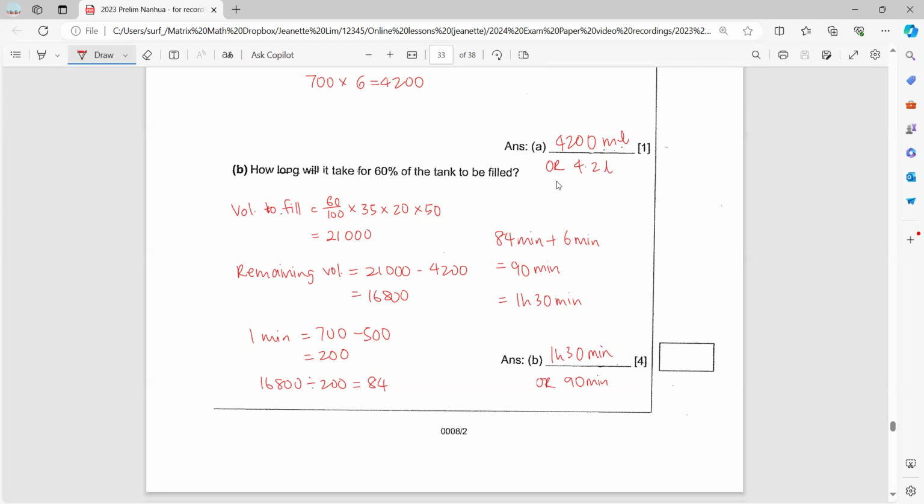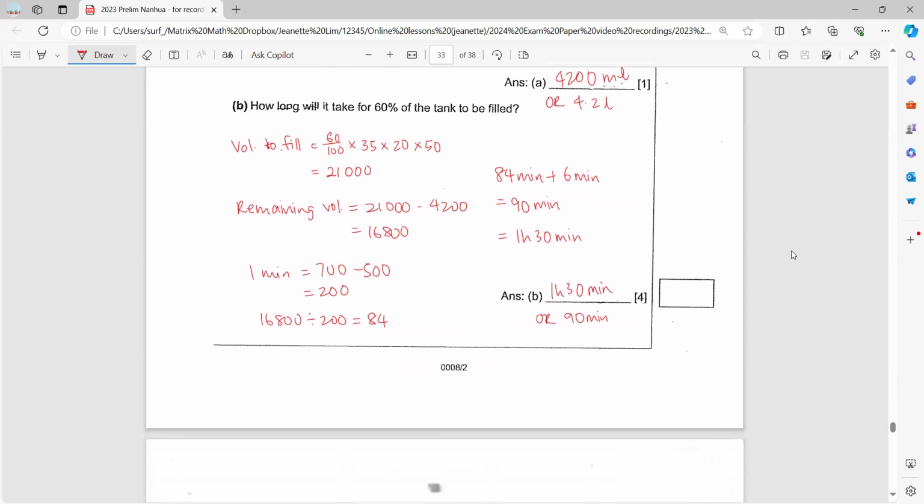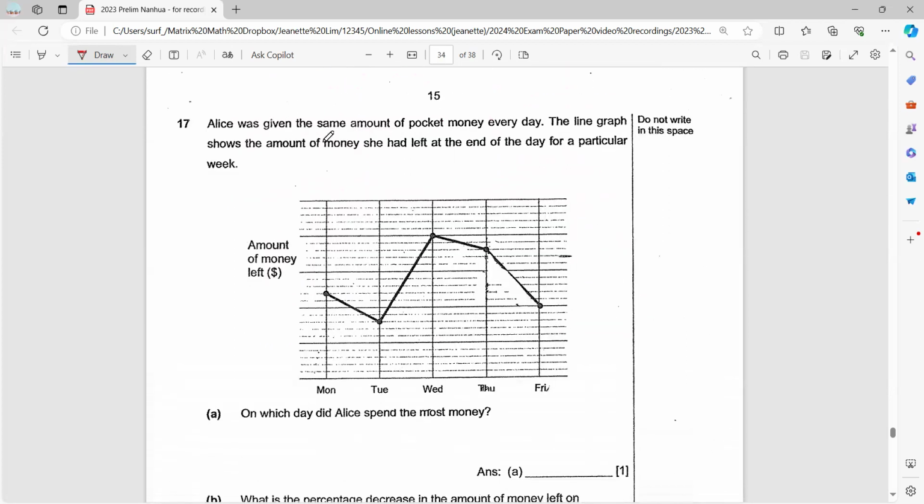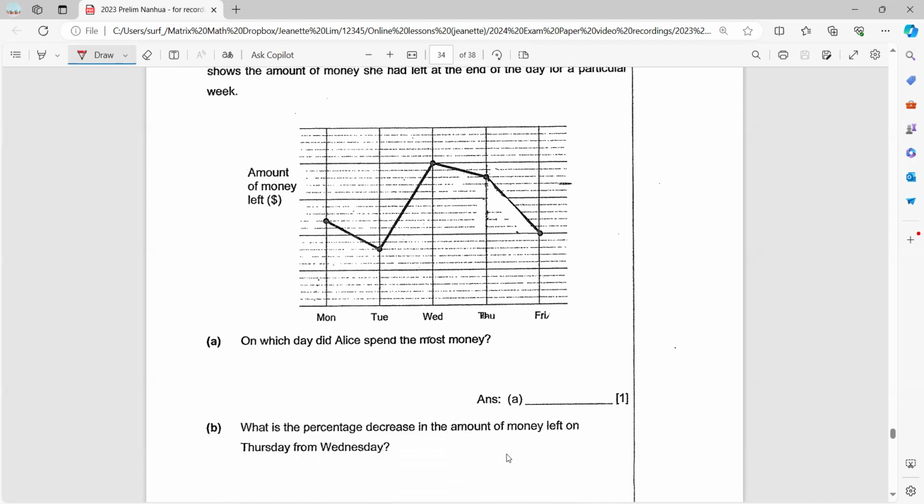Okay, question 17. Alice was given the same amount of pocket money every day. So this line graph shows the amount of money she had left. Okay, not what she spent, but what she's left with. So which day did she spend the most? Every day what she gets is the same. If you want to find what she spent the most, then that will leave her with the least amount of money. So the least amount of money is Tuesday.